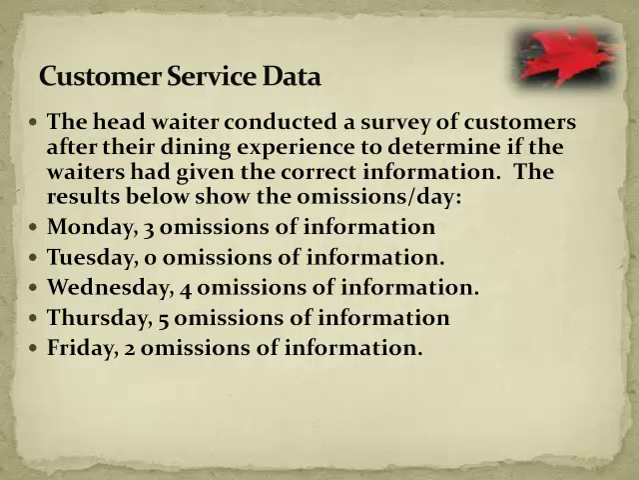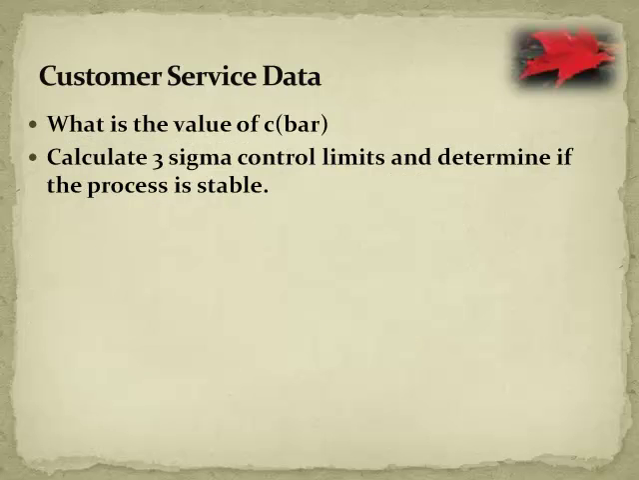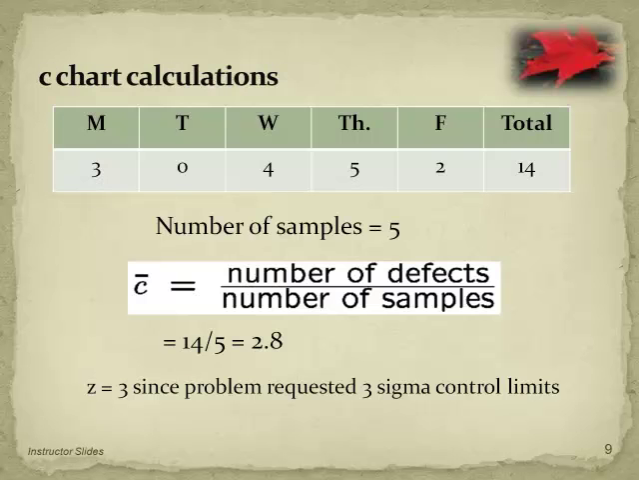Wednesday, there were 4 omissions. On Thursday, there were 5 omissions. And on Friday, there were 2 omissions. So our counts are going to be 3 for Monday, 0 for Tuesday, 4 for Wednesday, 5 for Thursday, and 2 for Friday. So what is the value of C bar? And calculate the 3 sigma control limits and determine if the process is in control.